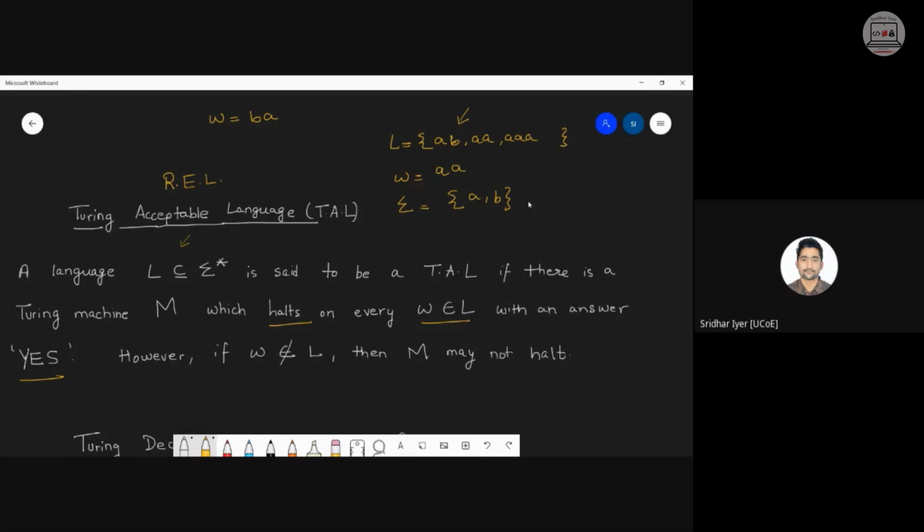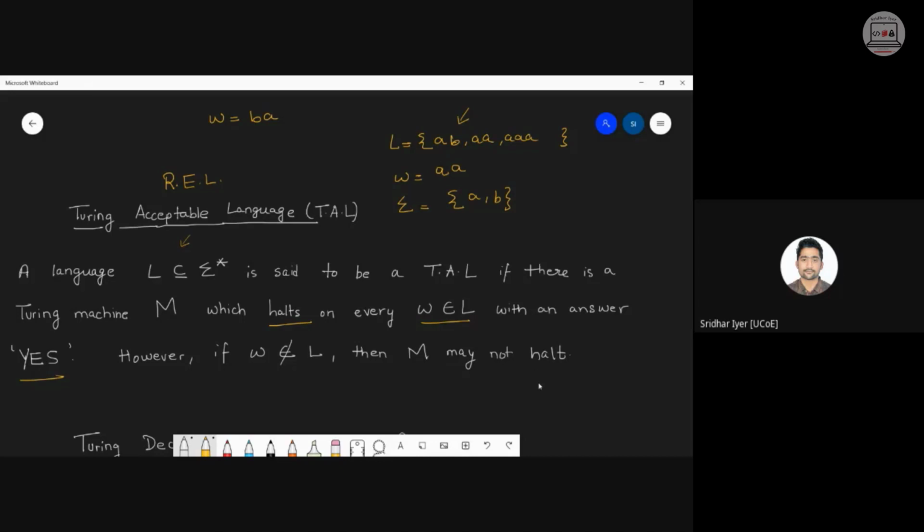Come on, give me feedback. Is it clear? Do you understand how to do it? Okay, fine. Thank you. So this is what we call a recursively enumerable language or a Turing acceptable language. So basically, what is happening? If the string W belongs to L, then the Turing machine will halt by giving an output yes. But what about the conditions where we should get an output no? It doesn't address that situation.